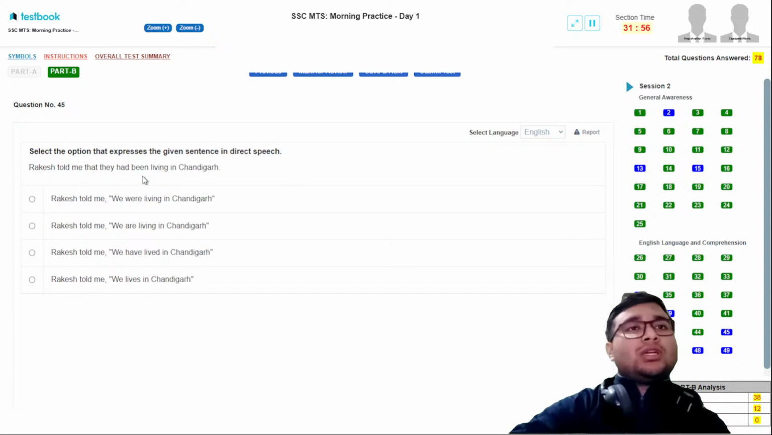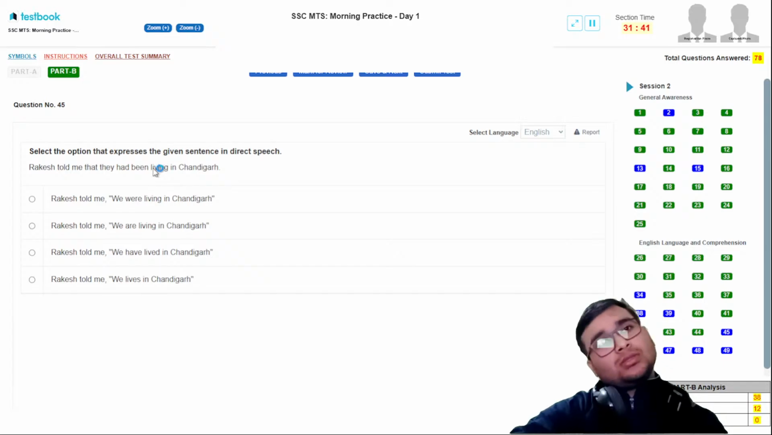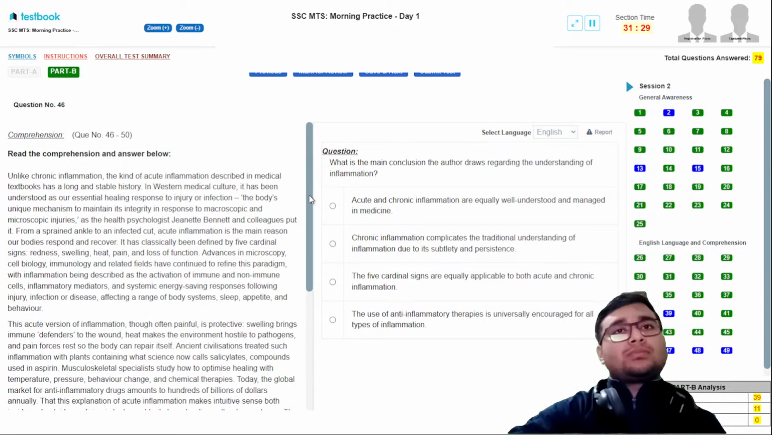Rakesh told me that they had been living in Chandigarh. Rakesh told me that we are living in Chandigarh. They had been, they have to, they were, they were living in that.